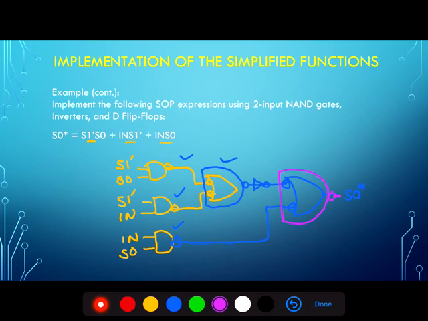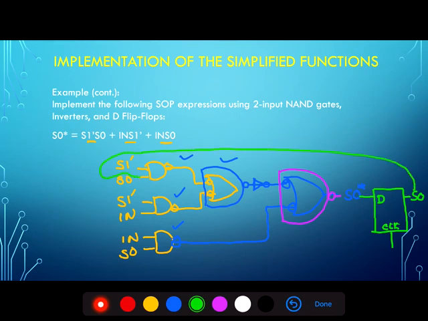But what do we do with that? Well, in order to make sure that that's the next state, we'll have to delay it. And we'll just delay S0, or the next state of S0, by using a D flip-flop. And the output of that D flip-flop will simply be the present state of S0 that is then fed back into where it's needed for the present state of S0. And that's the implementation for the next state of S0, or S0 star.